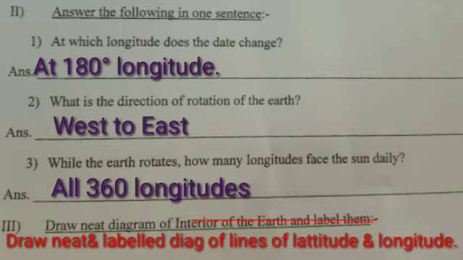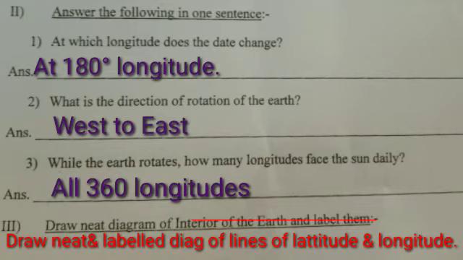Number 2, answer the following in one sentence. Question number 1 is, at which longitude does the date change? Answer is at 180 degree longitude. Second is, what is the direction of rotation of the earth? Obviously, it is west to east. Number 3, while the earth rotates, how many longitudes face the sun daily? Answer is all 360 degree longitudes face the sun daily.